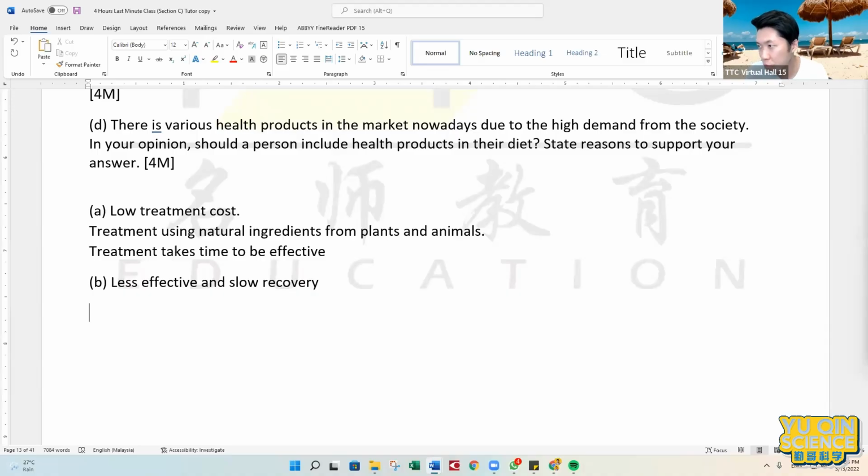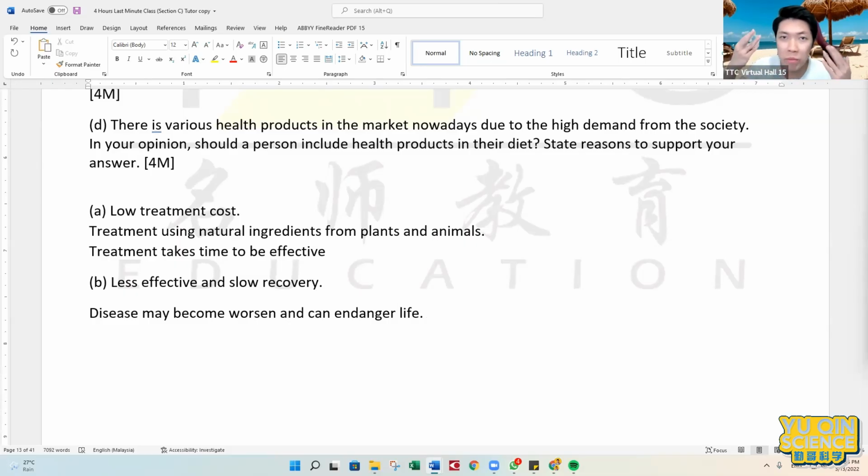What else? If you have slow recovery, it's not effective. Okay, that means maybe the next thing is your problem might get worse, endangered. The disease may become worse and can endanger life. Yeah, something like that.